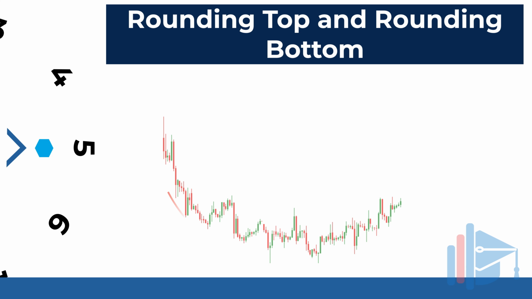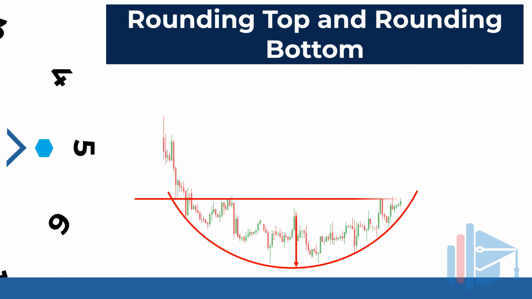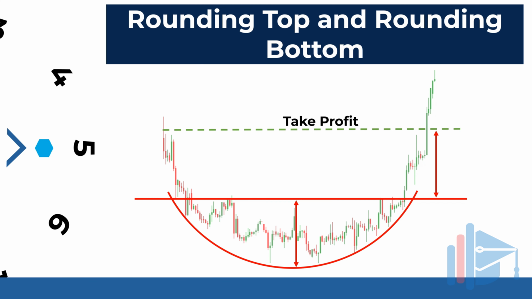A rounding bottom is a bullish reversal pattern appearing as a saucer-like formation. It begins with gradually declining prices, flattens out, and then starts to rise. When trading a rounding bottom, measure the distance between the resistance level and the lowest point of the saucer, then project this distance upward from the breakout point to establish the target. A stop loss should be placed below the latest swing low.